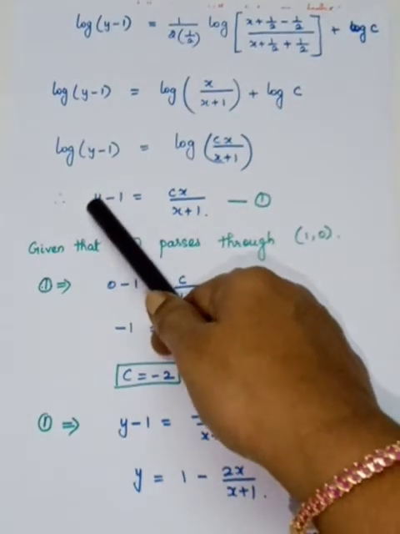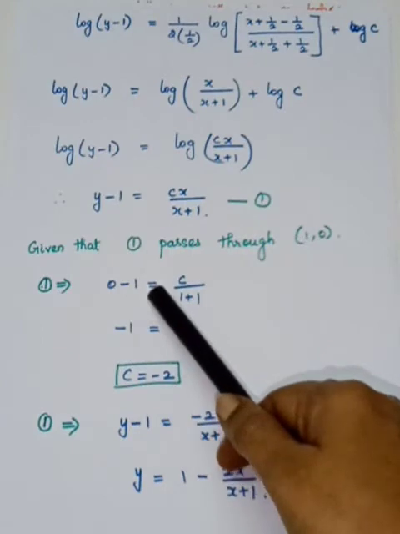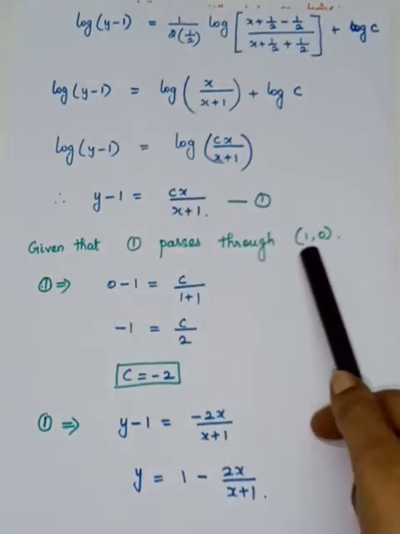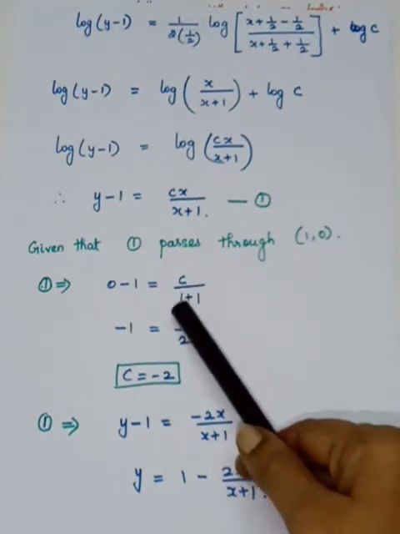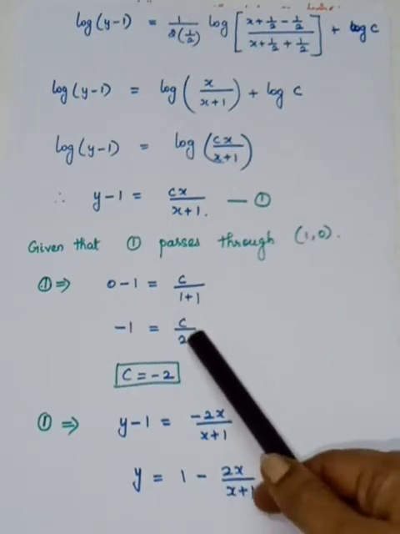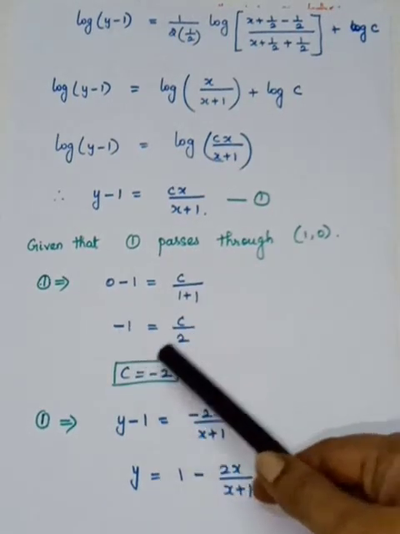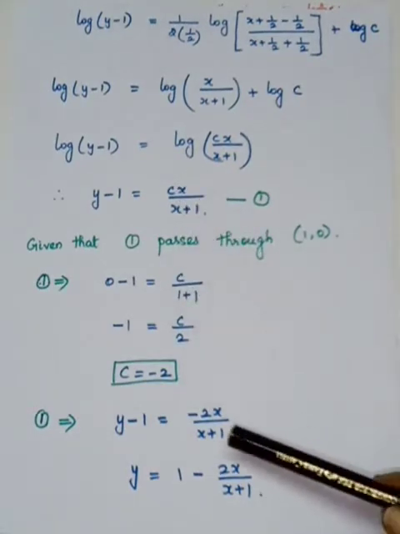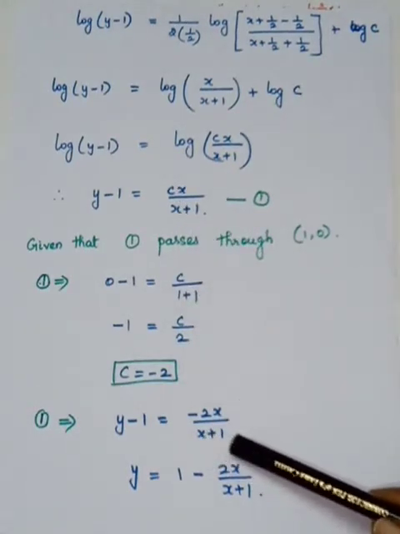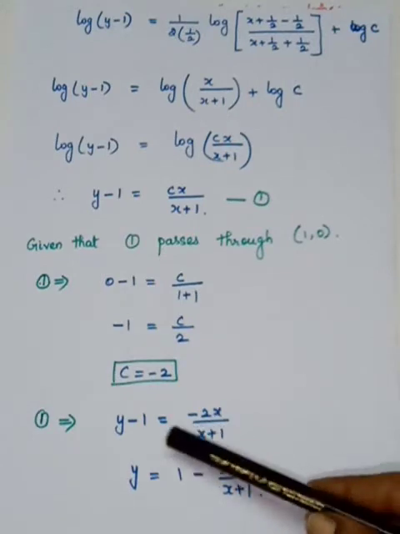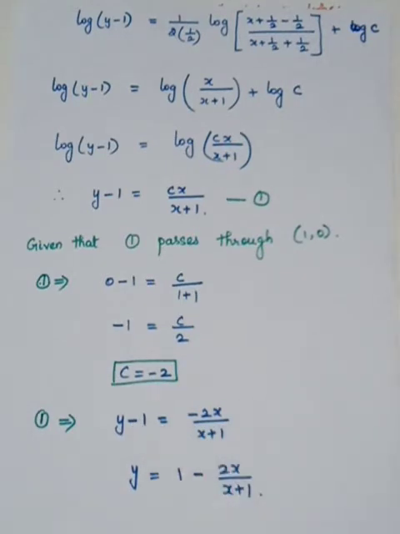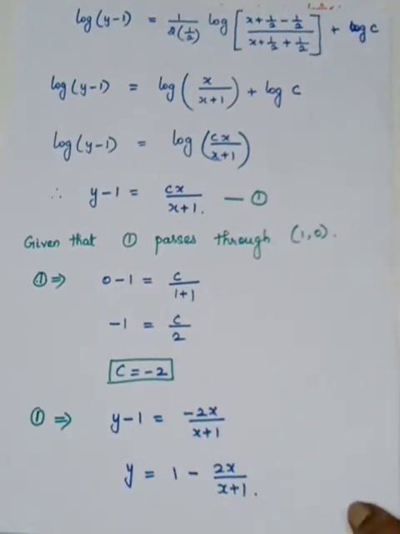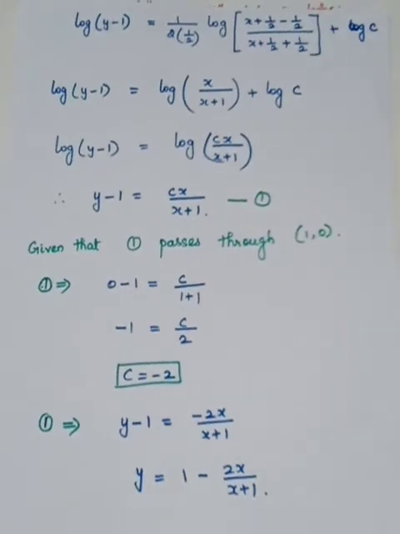So when you substitute y as 0, 0 minus 1 is equal to, what is your x? x is 1. So c into 1 divided by 1 plus 1. c by 2 is equal to minus 1. So c is equal to minus 2. The c value has to be substituted in this equation. So y minus 1 equals minus 2x divided by x plus 1. That's minus 1, when you bring it to the right side it is plus 1. So 1 minus 2x divided by x plus 1.